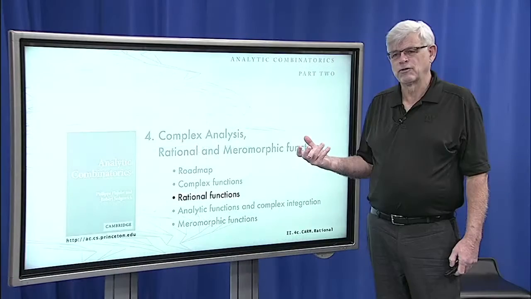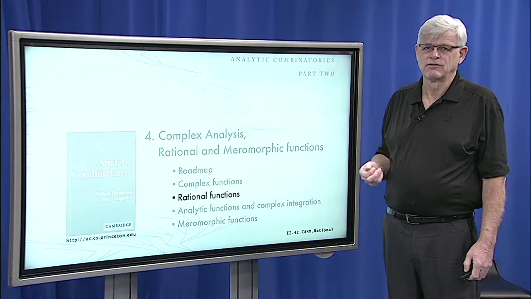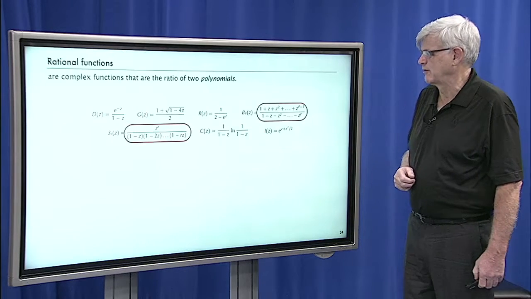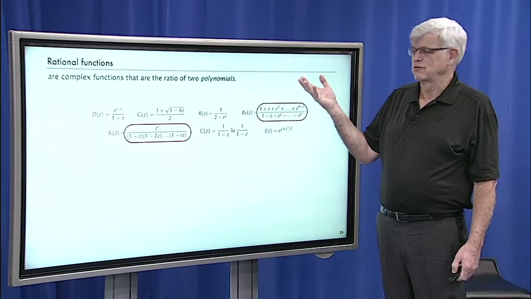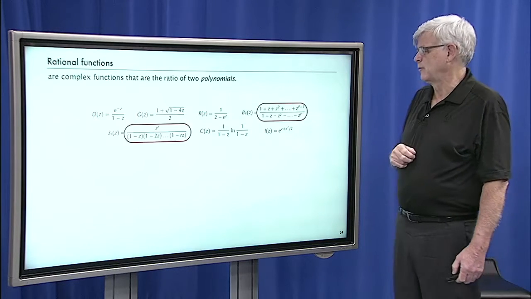First type of function that we're going to talk about is called rational functions. And that actually covers a fair number of the generating functions that we've encountered. A rational function is simply a complex function that's a ratio of two polynomials.